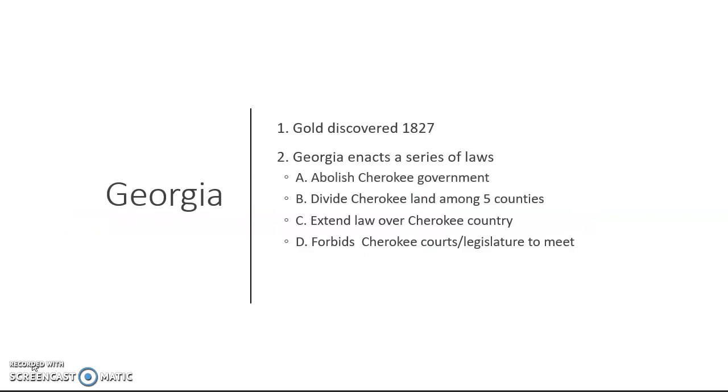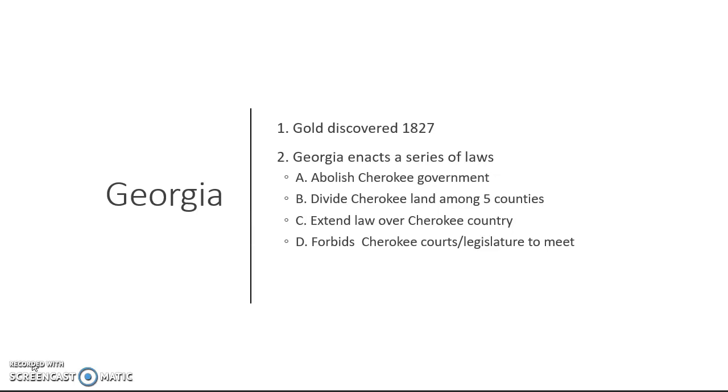Something else happens during this time that really starts to push forward this idea that the Cherokee need to be removed from their land. In 1827, gold is discovered on Cherokee land. That causes a lot of people to have the idea in their mind that they want to have the Cherokee removed from that land so they can get the gold.